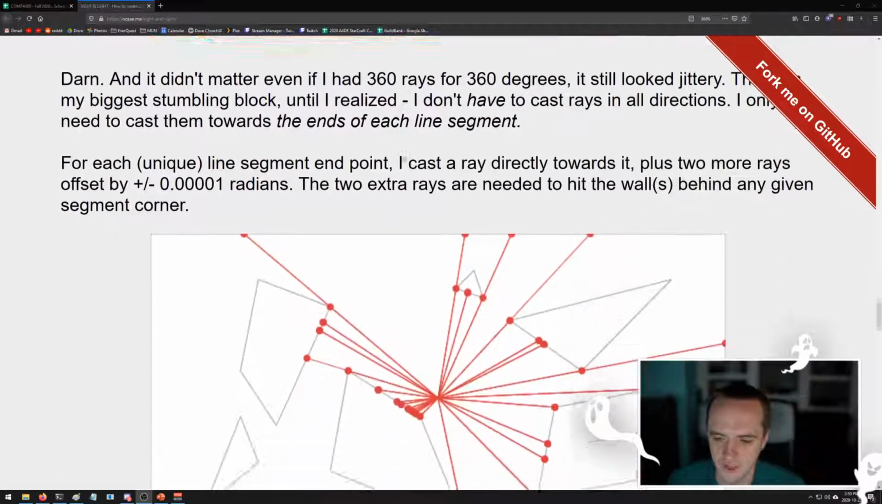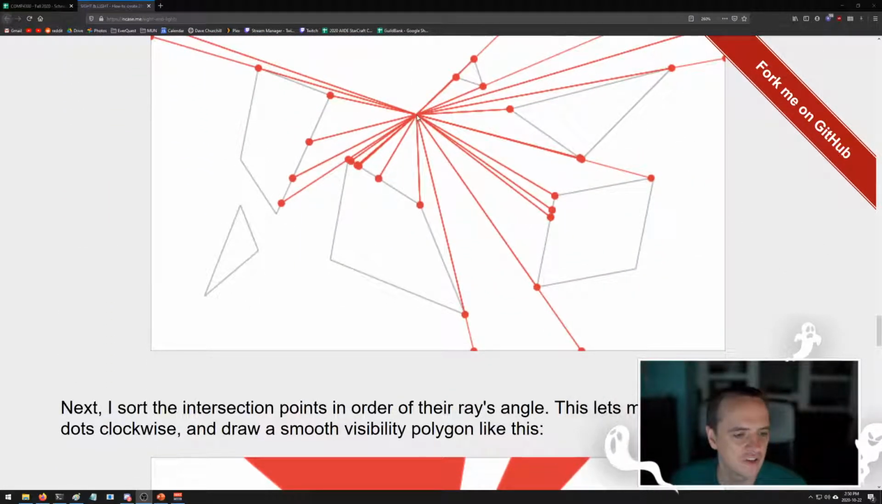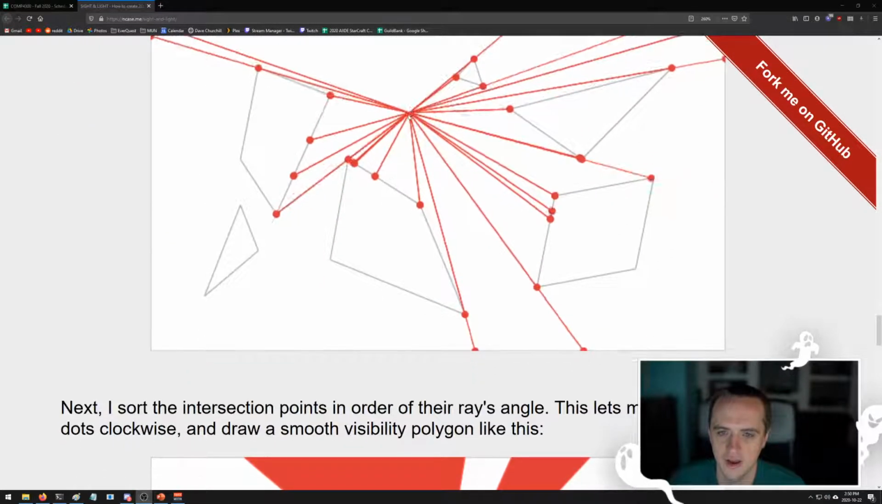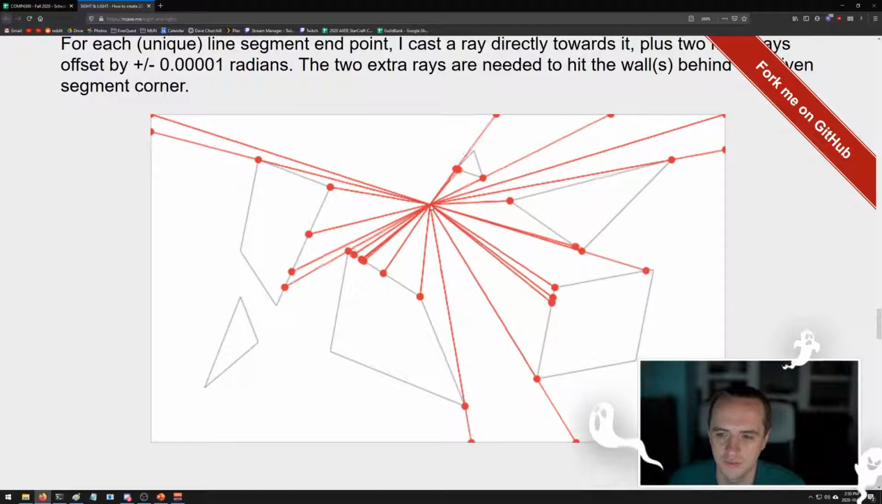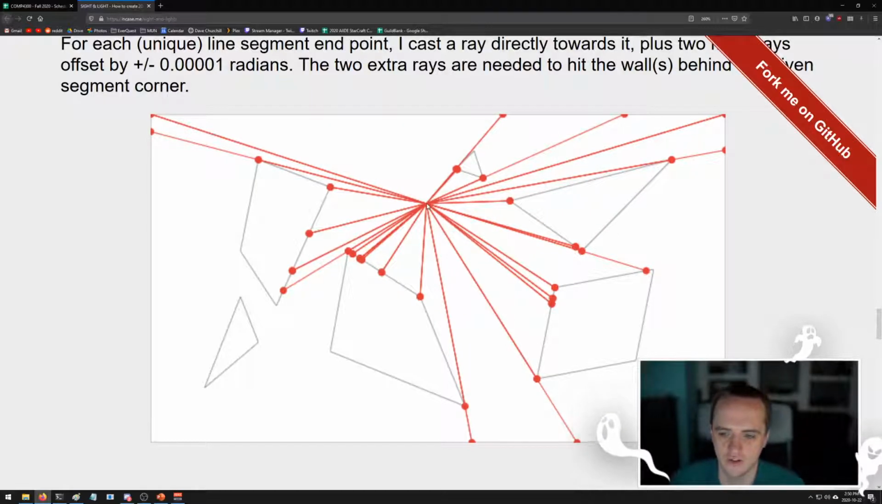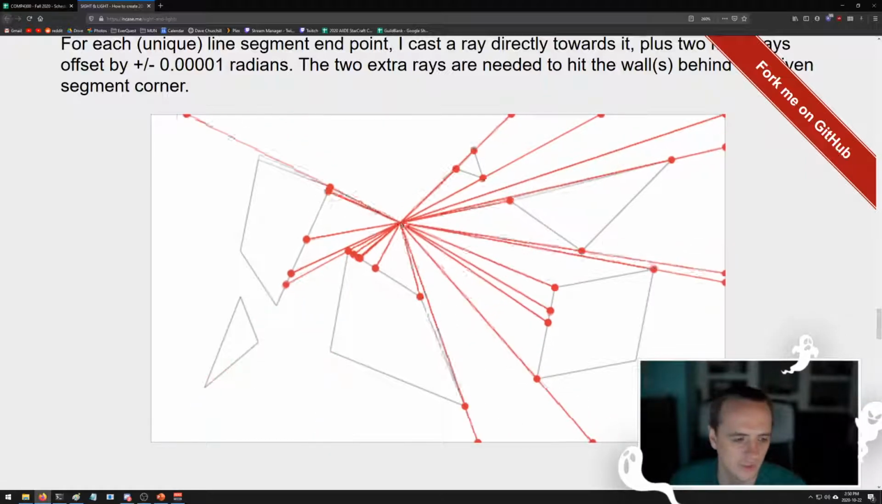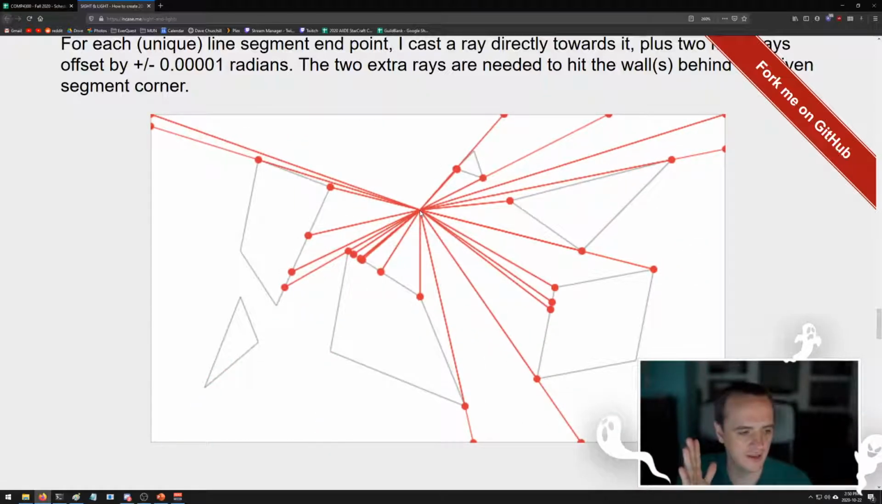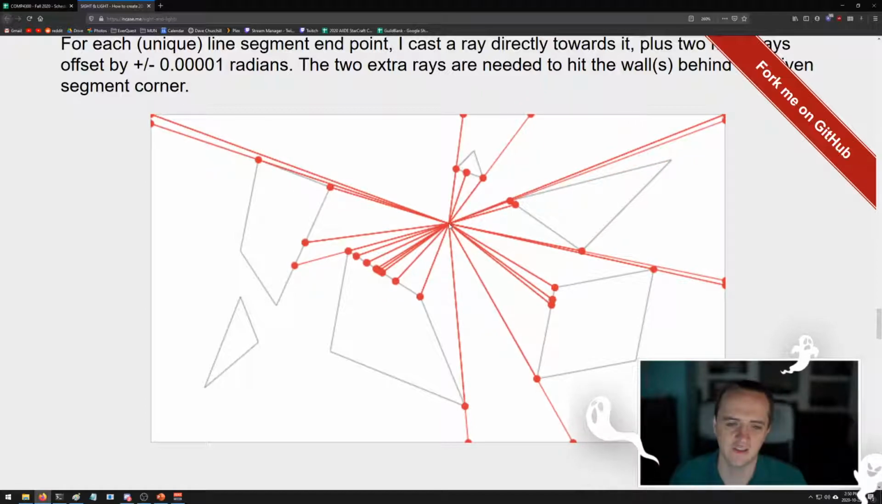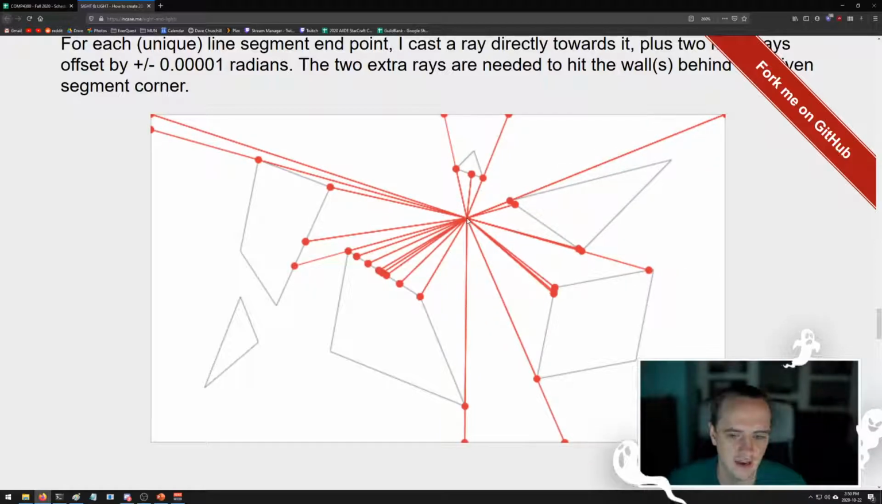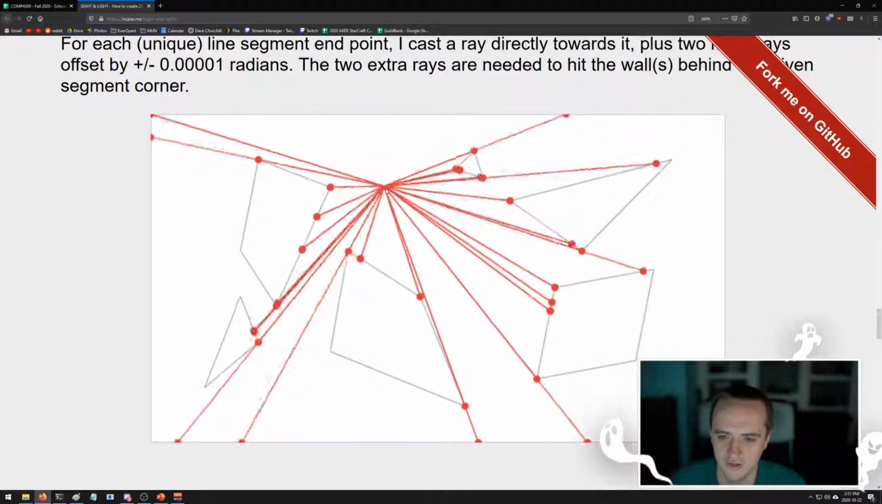But here's the thing. You don't actually have to send rays out like that, because we know from the definition of our problem that light is either going to hit objects or it's not going to hit objects. And the only place where light can transition from hitting an object to not hitting an object is at the vertex of an object. Okay, so what does that mean? It means that instead of sending out rays in all directions, all we have to do now is send out rays toward all the vertices of all the objects. And so that's what this is.